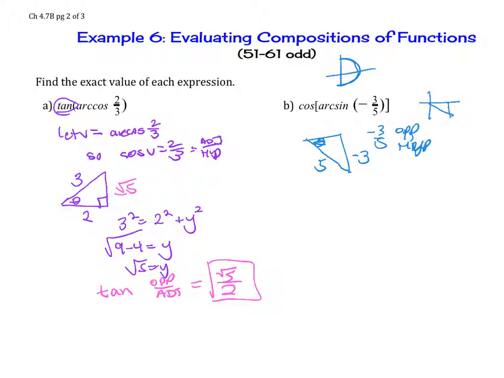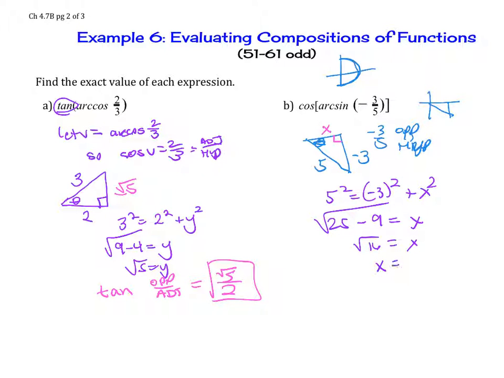For cosine, we're going to have to find this x value here. Oh, and this is a right triangle. So let's solve for that. We have 5 squared equals negative 3 squared plus x squared. So 25 minus 9 equals x squared, and then we square root that. 25 minus 9 is 16, and the square root of 16 means that x value equals 4. Remembering cosine equals adjacent over hypotenuse, this value is 4 over 5.